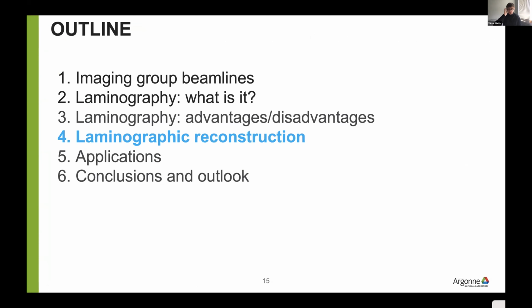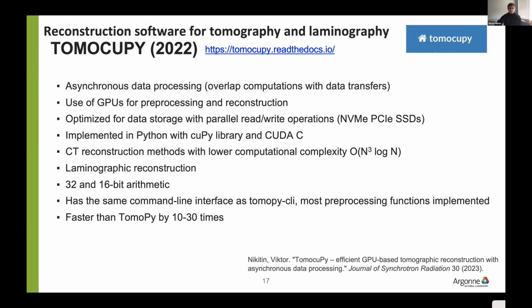Okay, let's talk a little bit about laminographic reconstruction. I will not go into the details here, just say that we use the TomoCuPy package for that. This package allows us to do tomography and laminography reconstructions on very huge volumes. It is accelerated with graphical processor units, so it is 10-30 times faster than TomoPy. We always do reconstruction at 2-BM and 32-ID by using this package. And basically, reconstruction in this case is faster than data acquisition.